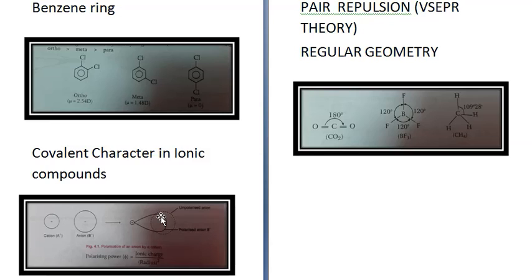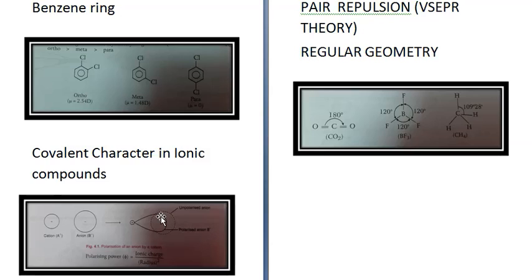Polar medium keeps away the cation and anions, thus prevents polarization. So example, AlCl3 is a covalent molecule, but if you put it in water, water is polar, so in water it will behave as ionic compound.